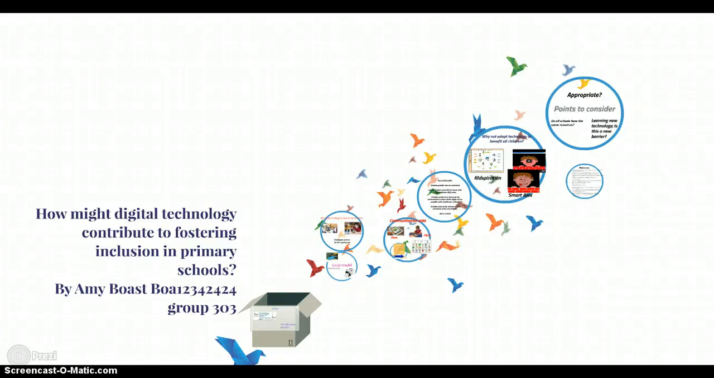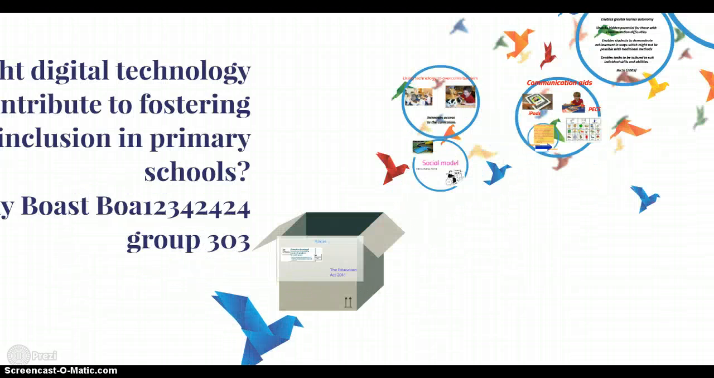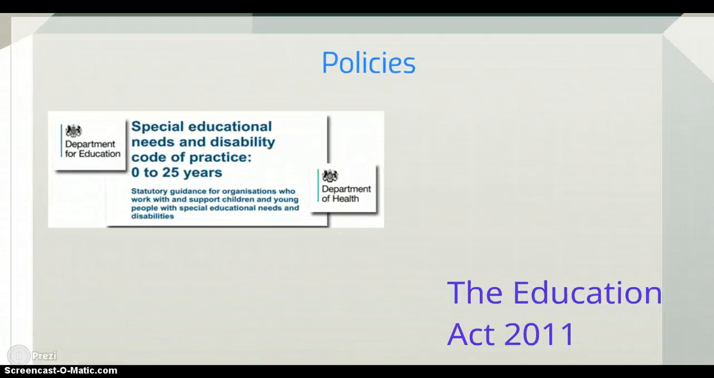How might digital technology contribute to fostering inclusion in primary schools with a focus on special educational needs and disabilities? The new SEND Code of Practice states that schools must make reasonable adjustments where a pupil is identified as having SEND, and that schools should take action to remove barriers to learning. The Education Act explains that children should be educated in mainstream schools where possible.